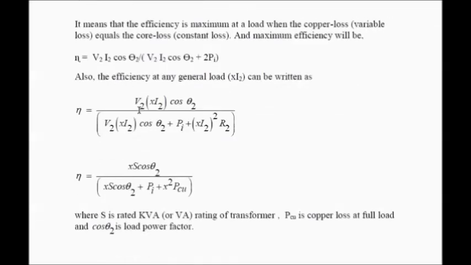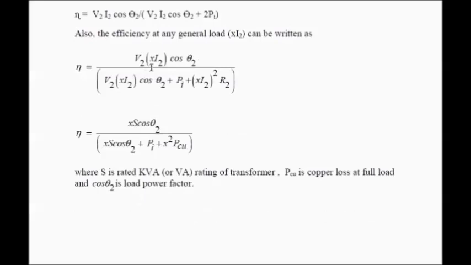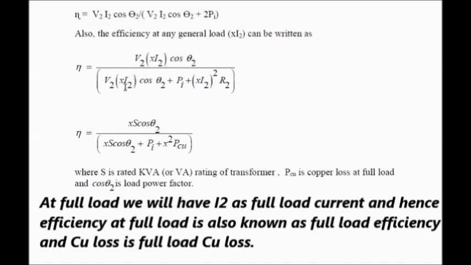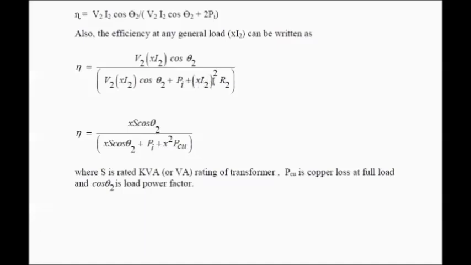So the formula will be V2 xI2 cos theta 2 divided by V2 xI2 cos theta 2 plus Pi plus xI2 square R2. And here this V2 I2 is nothing but the kVA rating of the transformer, and x is used to find a general load. So overall efficiency will be, V2 I2 is S, so xS cos theta 2 divided by xS cos theta 2 plus Pi plus, now here this is xI2 square R2.